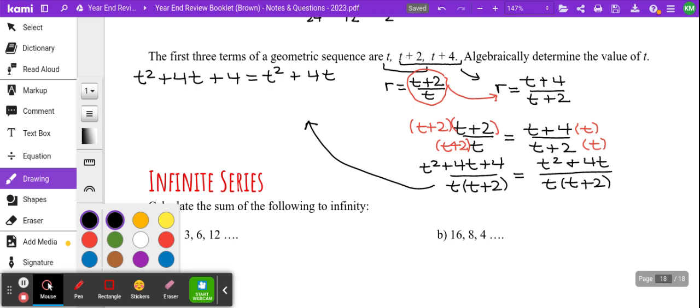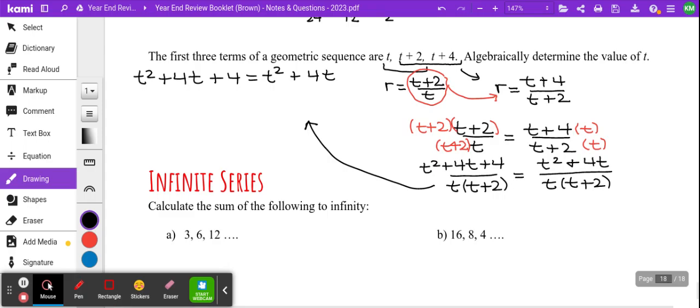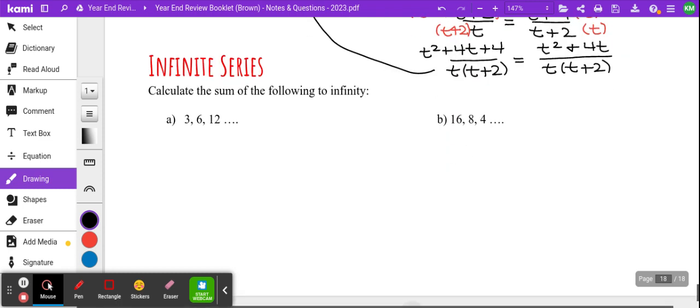Ooh, did I pick bad numbers maybe? Yeah, because normally what we would do, would you agree we would cancel out our t squareds? And I'd get 4t plus 4 equals 4t. Is that possible to solve? No. But if it was possible to solve, would you be able to solve it from there? I'll fix the numbers for next semester. Okay, moving on. Obviously, it's not my day.